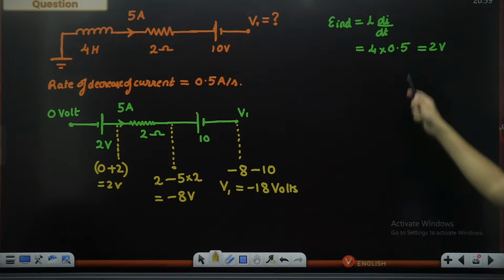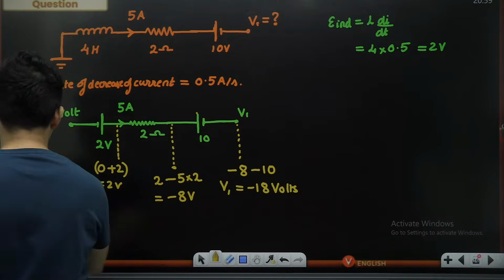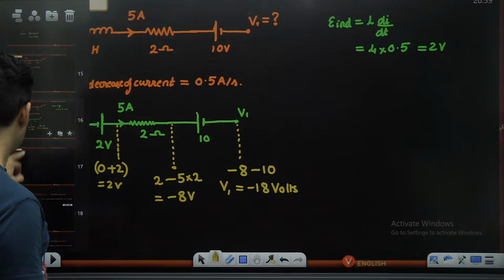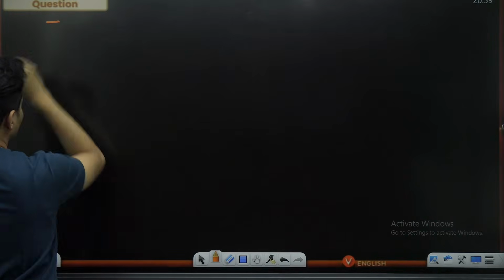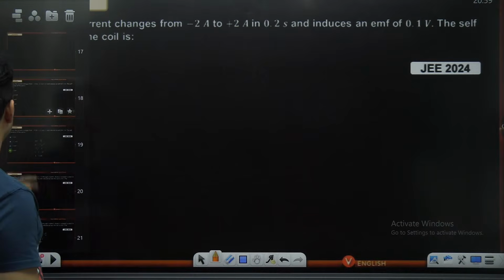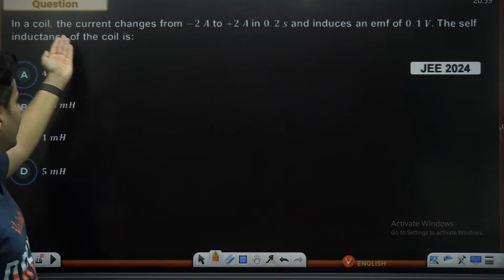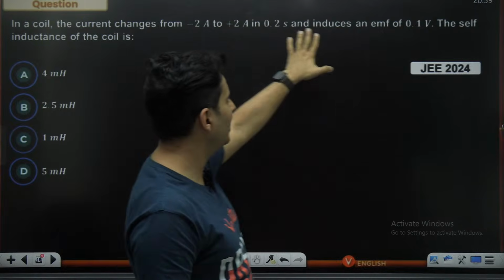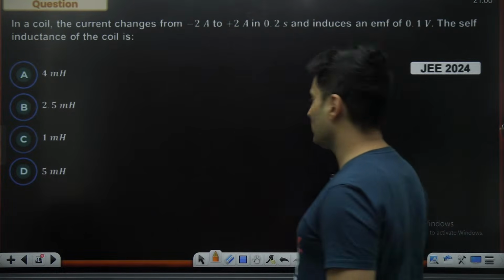Anyways, now that we understood how to convert an inductor into a battery, let's move ahead to another question coming up on your screen. Oh, we have that question over here. See, this is a JEE previous year question: in the coil, the current changes from -2 to +2 in 0.2 seconds and induces 0.1 volts. What is the inductance of the coil?